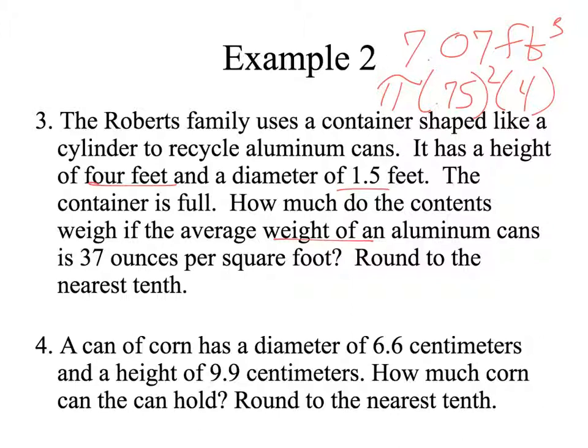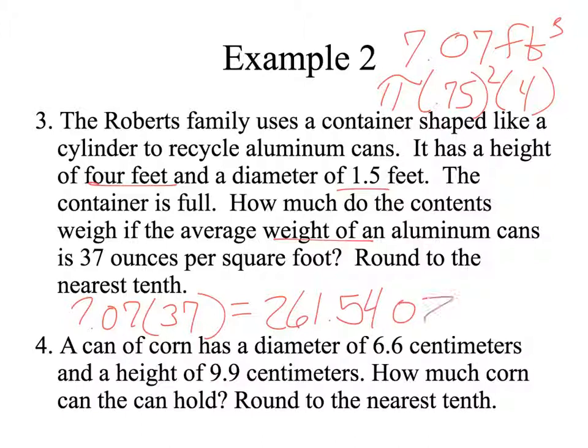So if the weight of an aluminum can is 37 ounces per cubic foot, we want to know the total contents. So we're going to take the 7.07 and multiply it times 37. And we get that it's going to weigh roughly 261.54, and it's still in ounces.